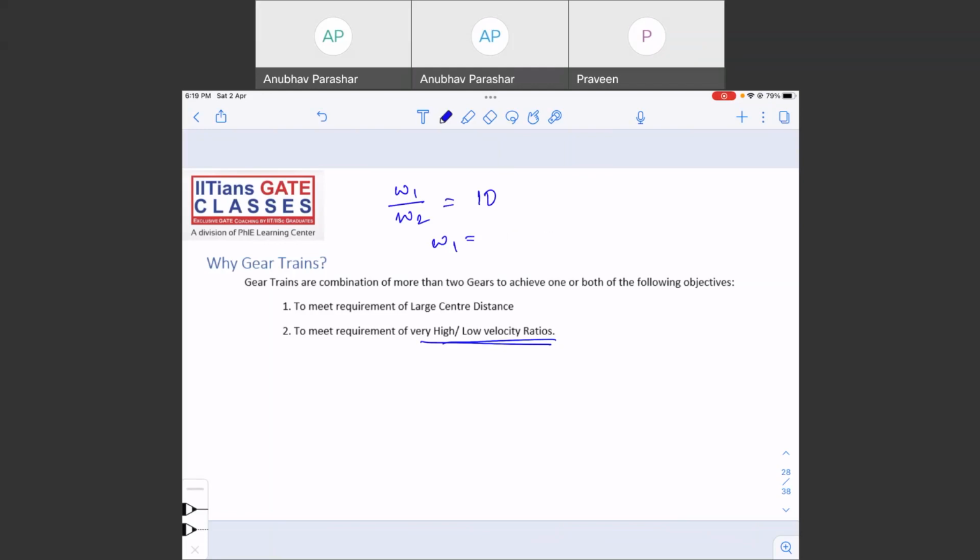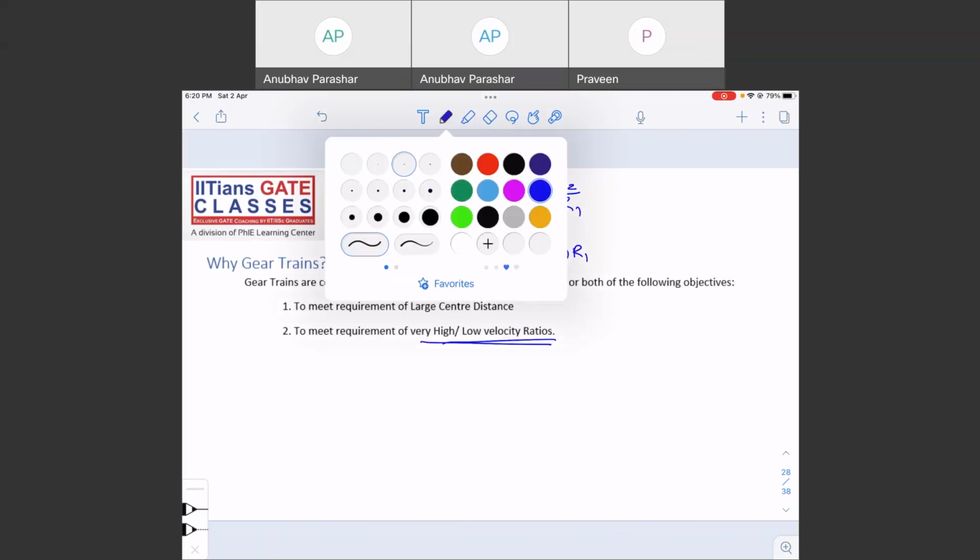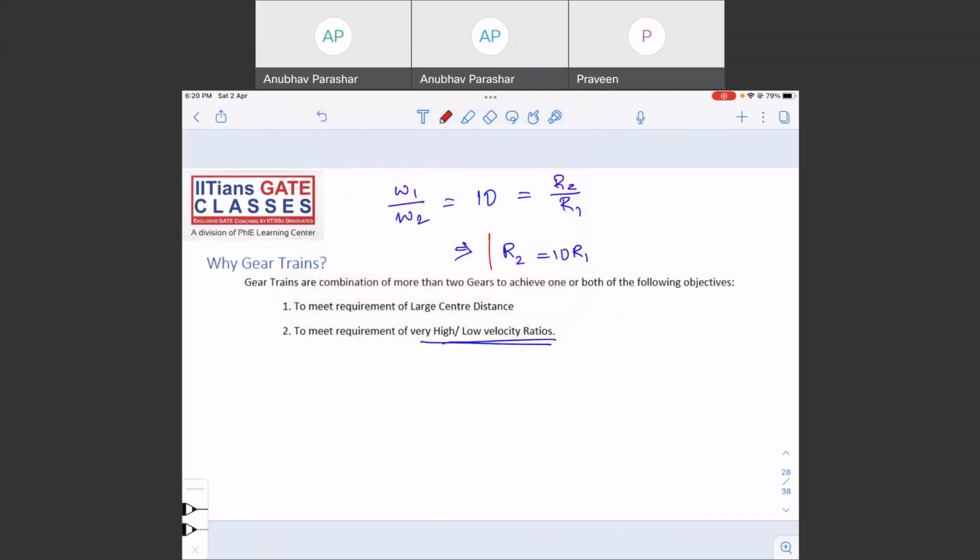Or in other words, we have previously seen that omega 1 by omega 2 is equal to R2 by R1, that is, the radius of the second wheel, second gear, divided by the radius of the first gear, right? From this, we can say that R2 will be 10 times R1. So you can just imagine the size of the two gears. The radius of the second gear is 10 times the radius of the first gear.